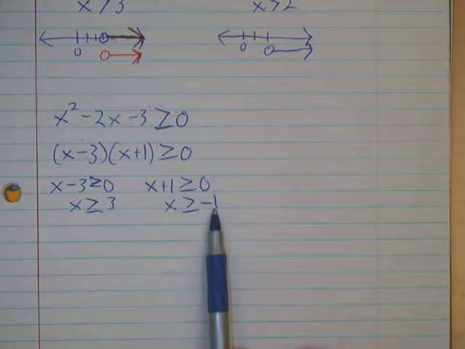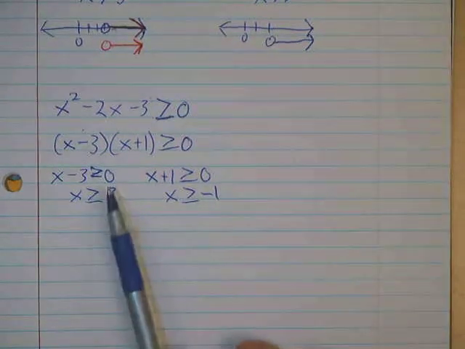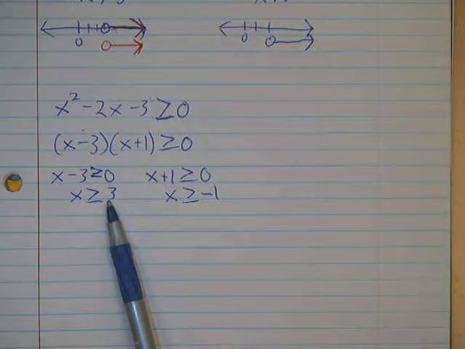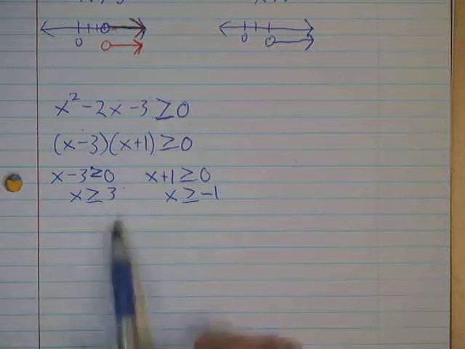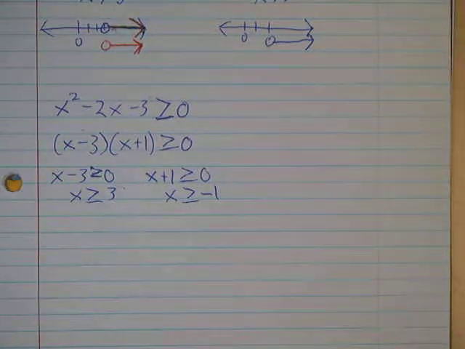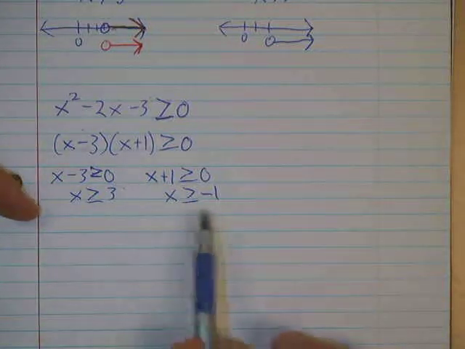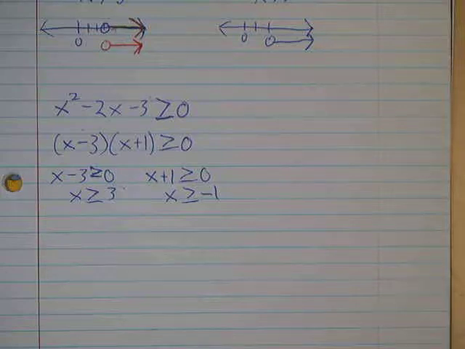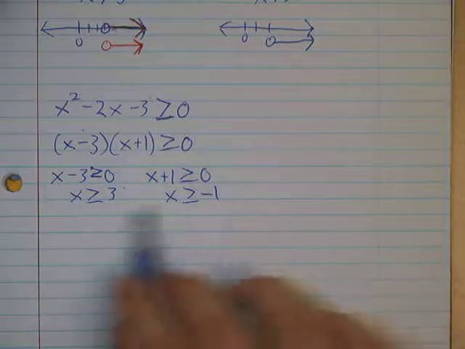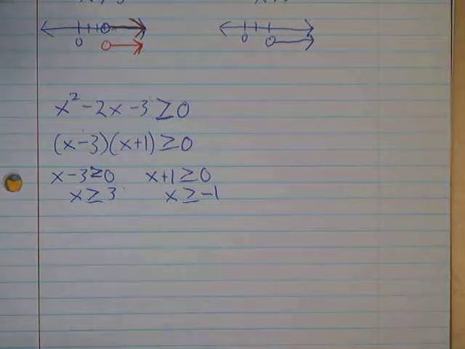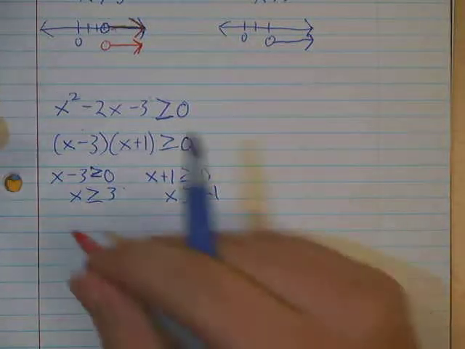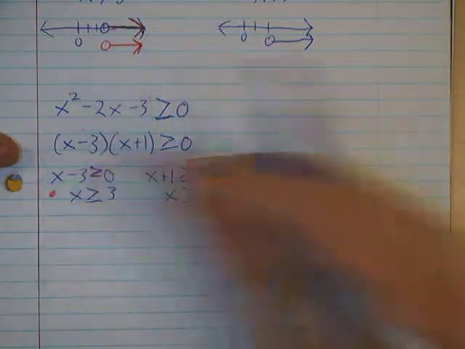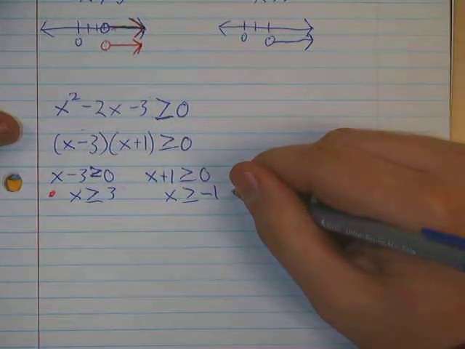Okay? And it seems here like we could just take one of these values, because anything greater than or equal to 3 will also be greater than or equal to negative 1. But here's what we need to be careful of. There are some values that won't work in this combination.